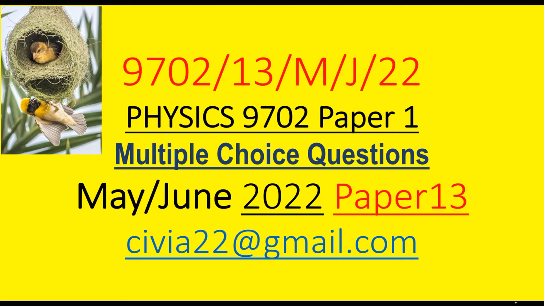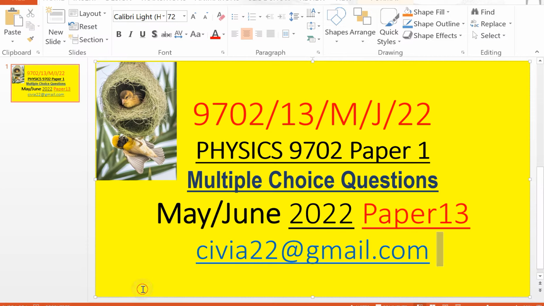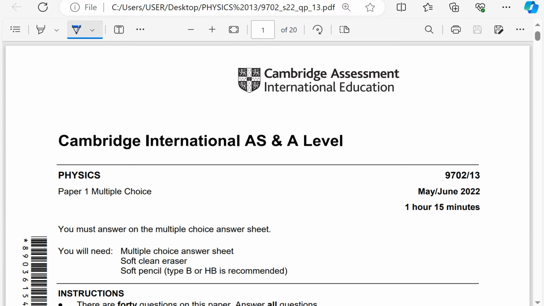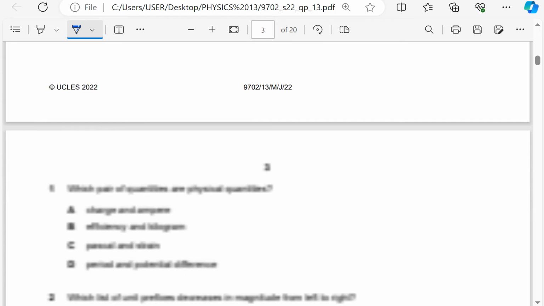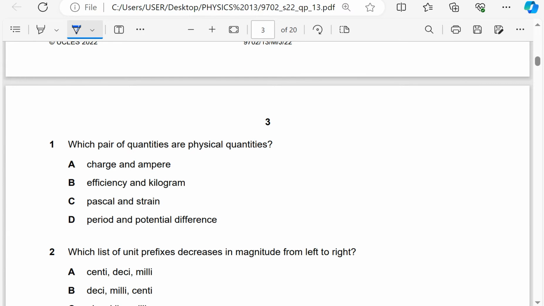These multiple choice questions, and without wasting time I would like to take you to the question paper. So here is the question paper for May June 2022, 970213. I will not go through the instructions, I will just go straight to the questions. Question number 1. Which pair of quantities are physical quantities?